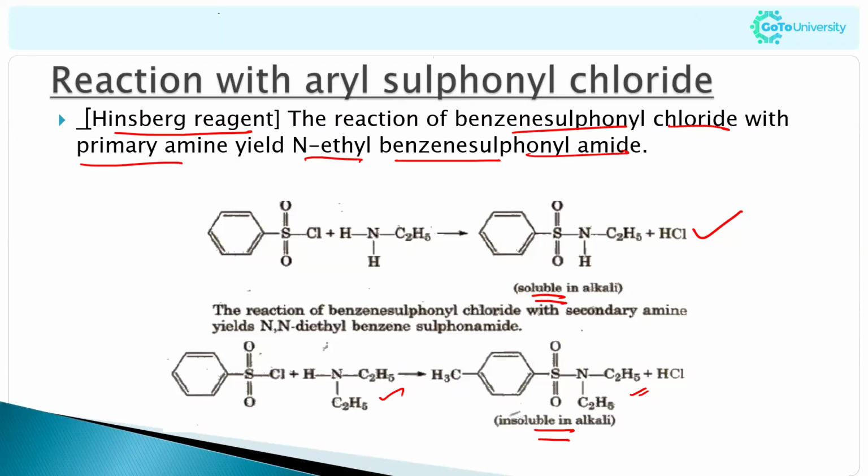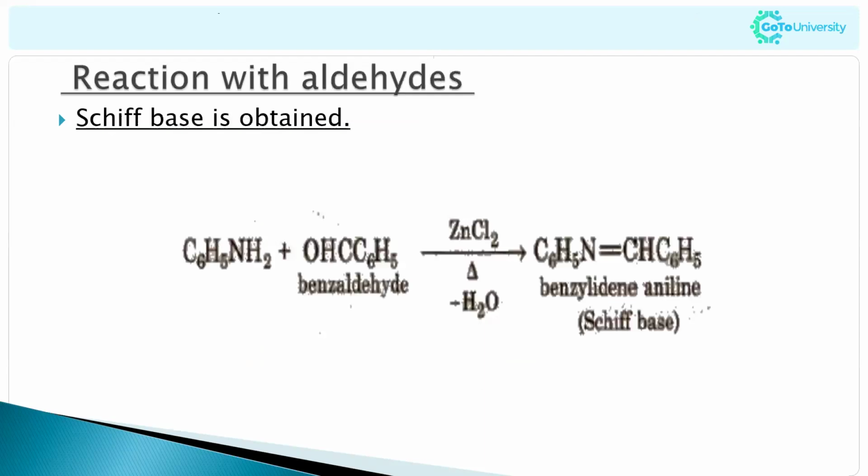Okay, done. You have written everything, right? Next one is reaction with aldehydes. So when the amines react with an aldehyde such as benzaldehyde, we are getting the product which is called Schiff's base. This is obtained by reaction in presence of zinc chloride. Okay, this is also important. So the reaction is amine reacts with benzaldehyde in presence of zinc chloride. They are producing Schiff's base.